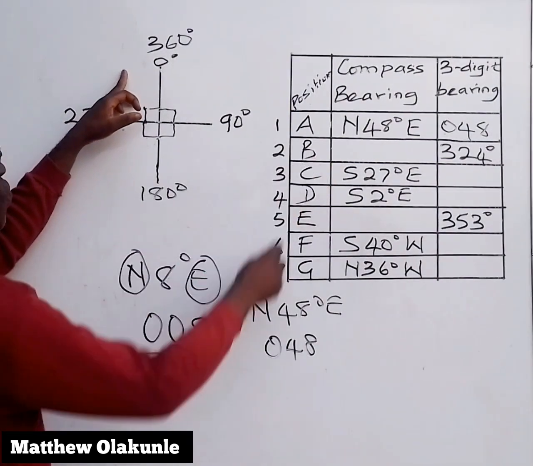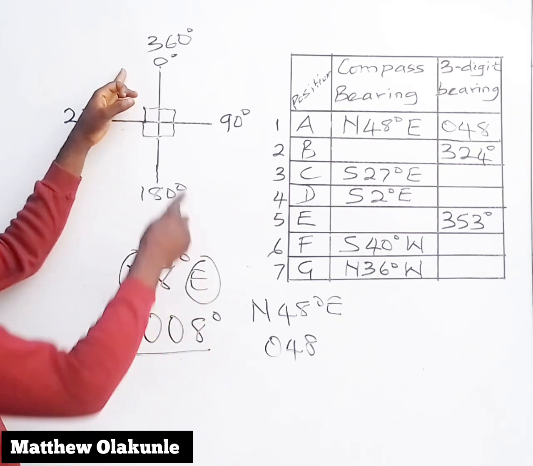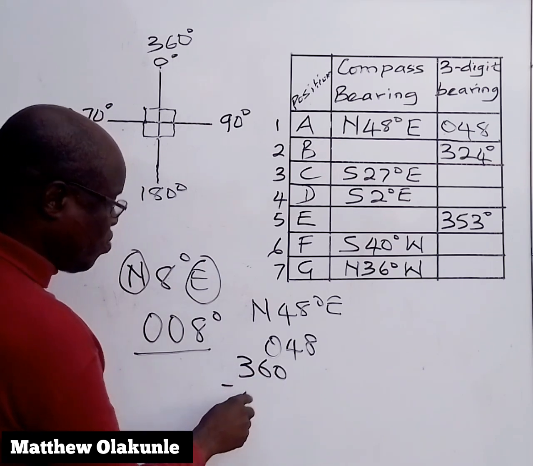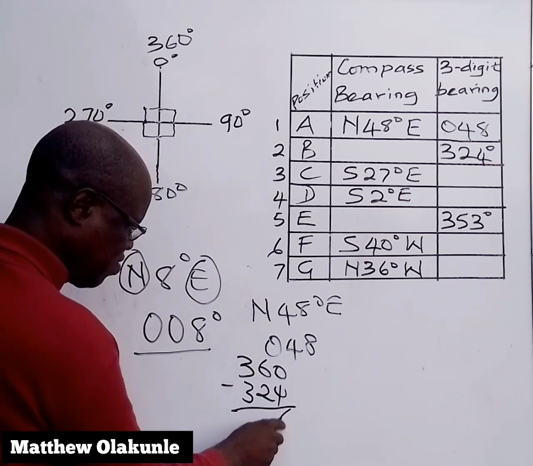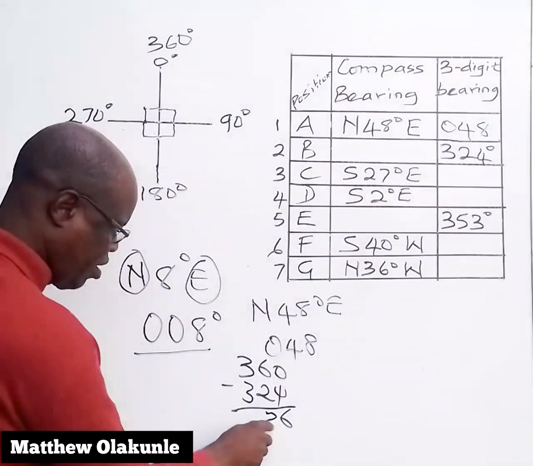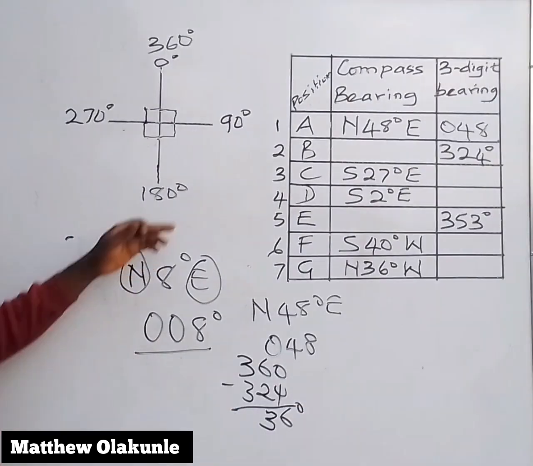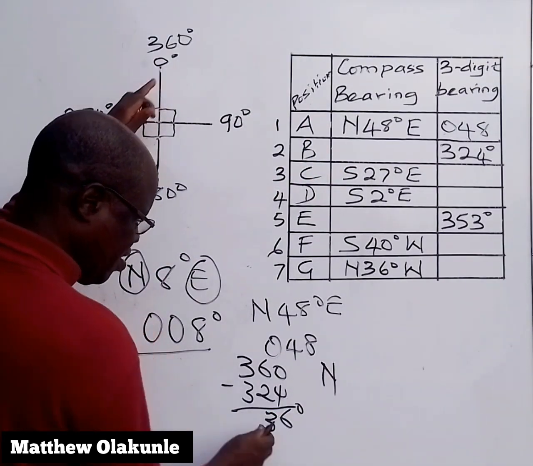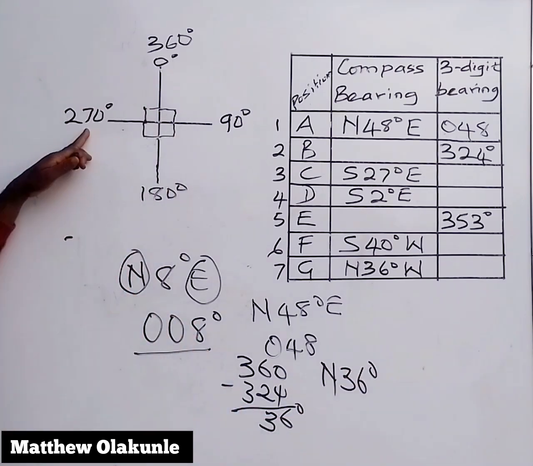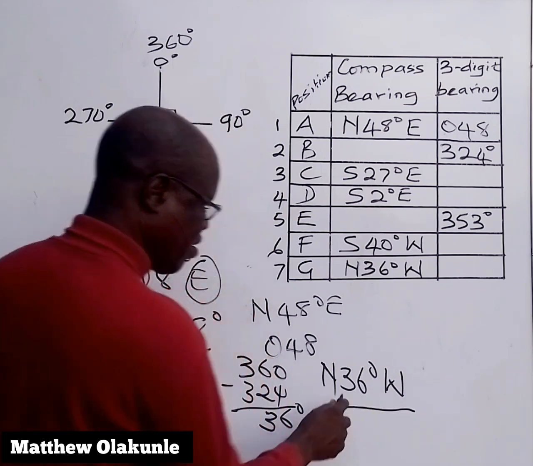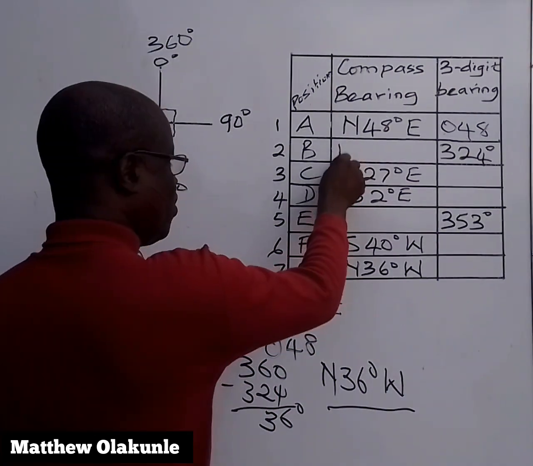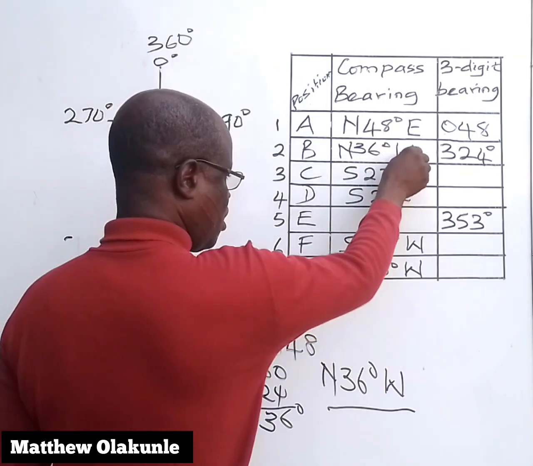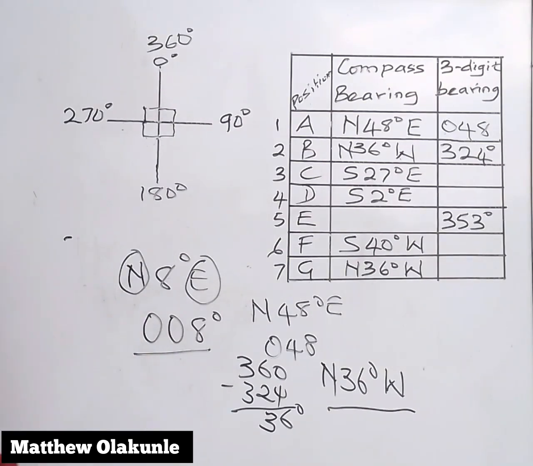So you now say, if it is 324, how many degrees remain to get to 360? So 360 minus 324, which is 36 degrees. Now to convert it to compass bearing, this is north 36 degrees, then west. And that's all. Now let's look at the third one.